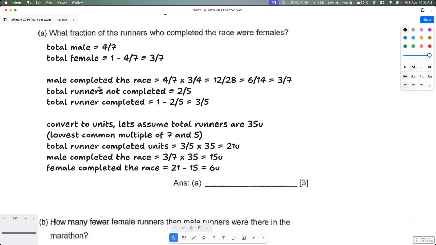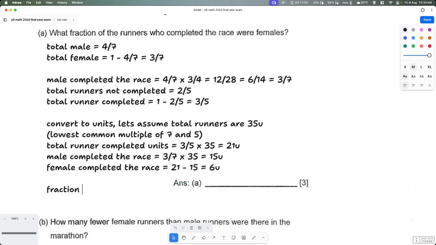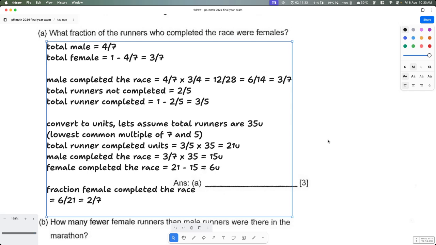Right, so from here, I think we can get the fraction. The fraction is equal to female who completed the race, which is 6 out of 21, and divided by 3 will be 2 out of 7. So that's the answer, 2 out of 7.